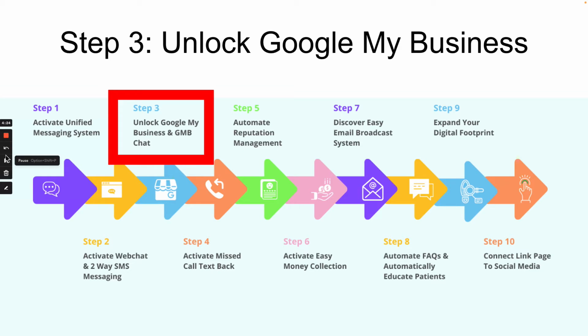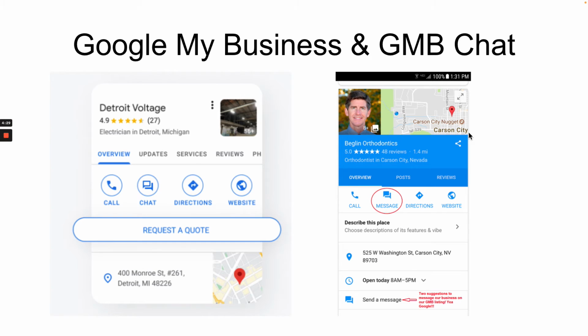All right, step 3 means to unlock Google My Business and Google My Business Chat. So Google My Business is a game changer for businesses. As you know, Google is the #1 search engine in the world. It has most of the traffic in the world between Google and YouTube. It really controls the majority of the internet and the majority of business rankings.